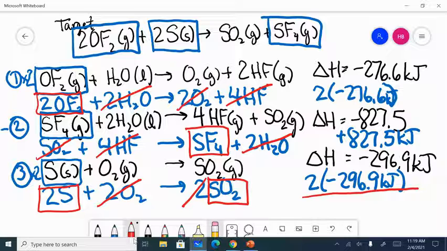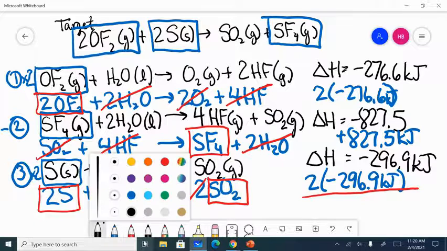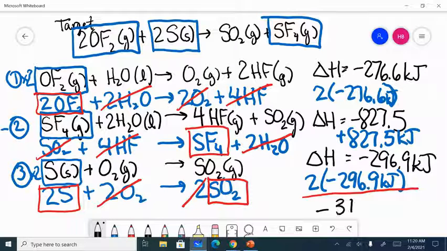So my last step is simply to add up in your calculator 2 times minus 276.6 plus 827.5 plus 2 times negative 296.9. Get a final answer of minus 319.5 kilojoules. So there's a couple more examples of Hess's law problems for you guys to try to understand Hess's law.